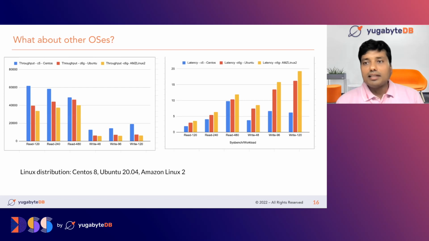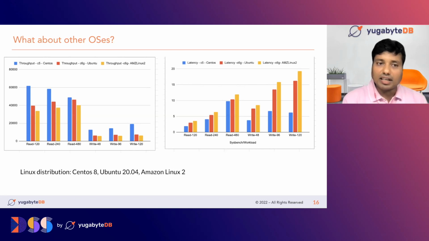Then we ran certain tests again. These tests were on Ubuntu and Amazon Linux 2. Same test, run with read 120, 240, 480 threads, write 48, 96, and 120 threads. The numbers definitely improved, and we stopped hitting the disk limits that we were hitting earlier with Ubuntu and Amazon Linux 2, but they were still not in the range we expected. They were still lower. The write was much lower. Even the read in certain scenarios was also less.